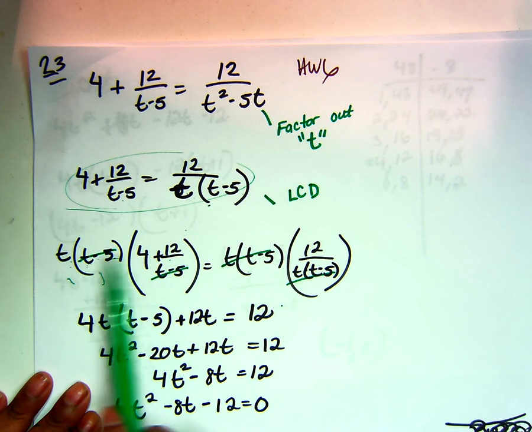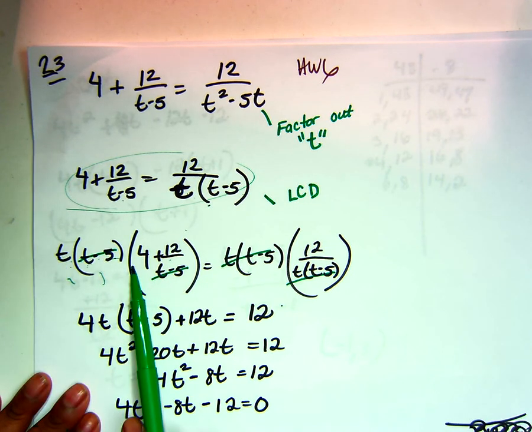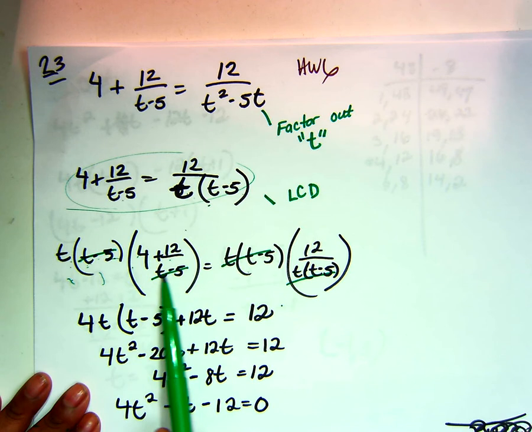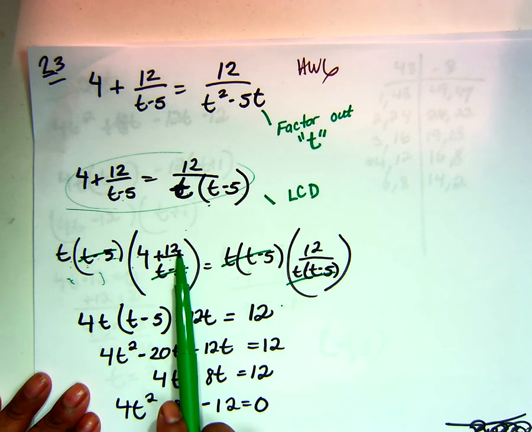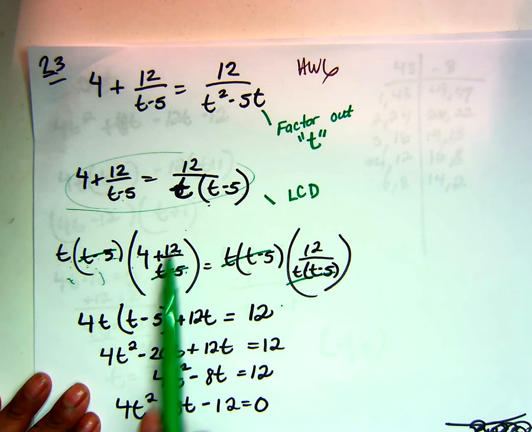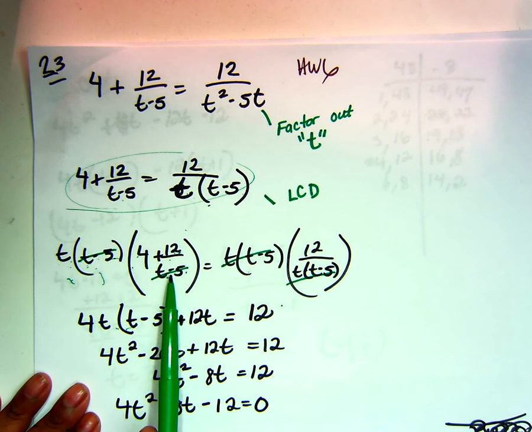So let's distribute the t. We have t times 4, and then that's the t minus 5. Because that t minus 5 was with that 12, that's why it was canceled out, not with the 4. That's why it's gone, and that t is distributed to that 12. So that's what we've got so far. Again, notice where the t minus 5 was. It's with the 12, not with the 4.